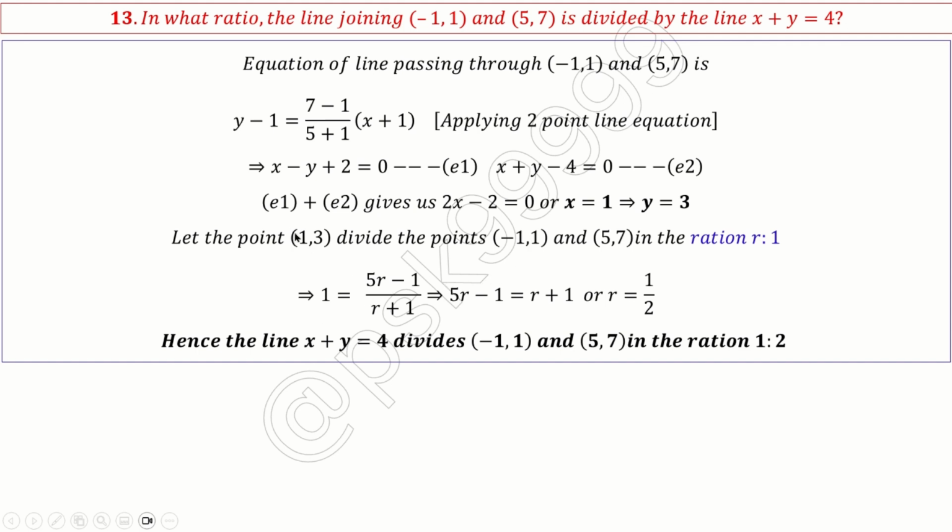So 1 is equal to the x coordinate, 5r minus 1 into 1 divided by r plus 1. Okay. This is nothing but 5r minus 1 equal to r plus 1. Okay. So r is equal to half. If r is half, the ratio is 1 is to 2. So the line divides these 2 points in the ratio 1 is to 2. Hope you understand. If you have taken m is to n, you should be making one more equation for y coordinates also, and then you will get the m is to n answer. Okay. Next.